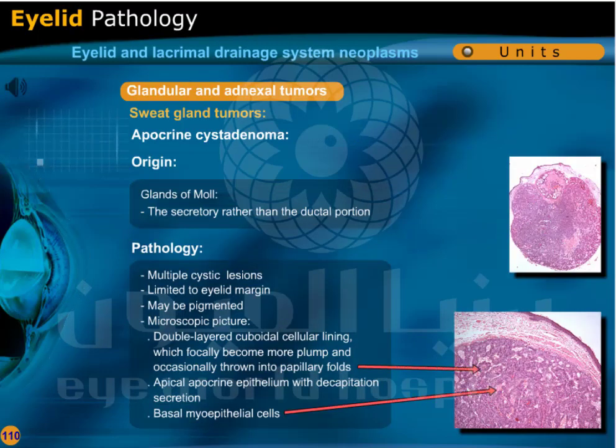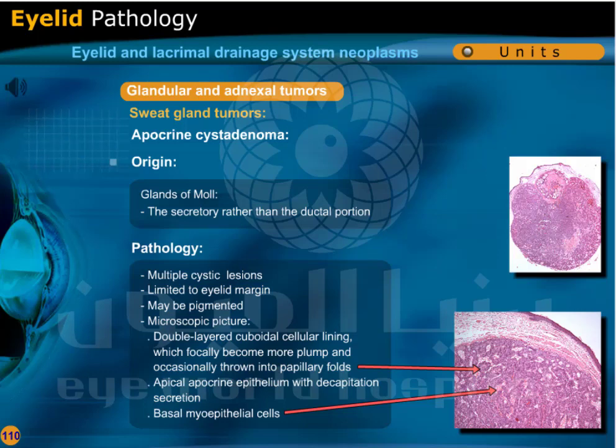Apocrine cystadenoma. Origin, glands of Moll, the secretory rather than the ductal portion. Pathology, multiple cystic lesions limited to the eyelid margin, may be pigmented. Microscopic picture, double-layered cuboidal cellular lining which focally becomes more plump and occasionally thrown into papillary folds.